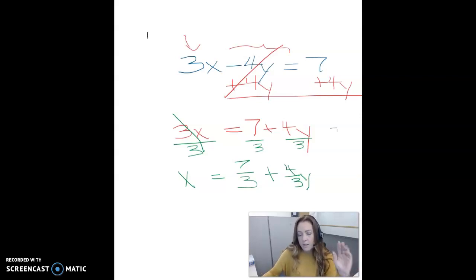So your only goal is to get the letter alone that they want. So add and subtract first if they're two separate terms, okay?